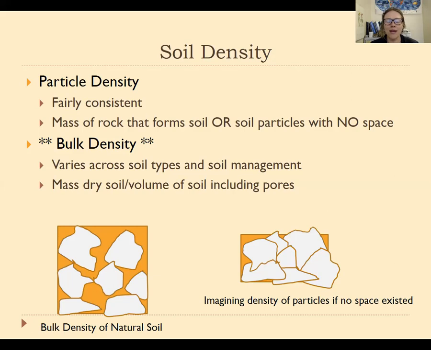So we can measure two kinds of density in the soil. We can measure particle density and then we can measure bulk density. Bulk density is really a more important measure that we're going to mostly focus on. But first, when we measure bulk density, we need to know particle density. Particle density is the density of just the actual soil solids. If you have a little grain of sand, that's basically a little bit of rock, and you can just measure how dense that rock is.